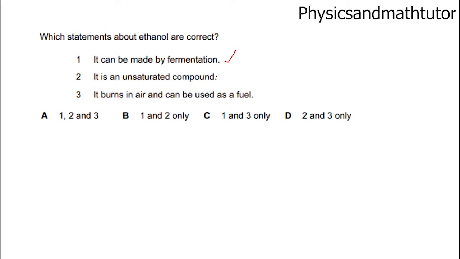Now, is it an unsaturated compound? Since ethanol has no double bond or triple bond, they are saturated, so this is false. And it burns in air. Yes, it combusts and can be used as a fuel. Yeah, it's true, so 3 is correct. Which ones? 1 and 3. The answer is C. Yay, finish.